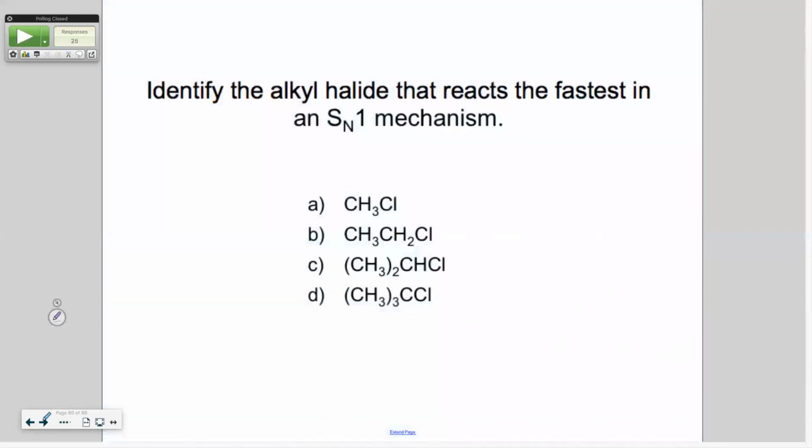Okay, identify the alkyl halide that reacts the fastest in an SN1 mechanism. We just talked about it, so I bet you got it.